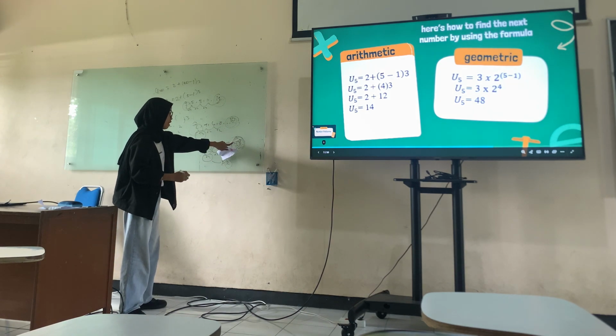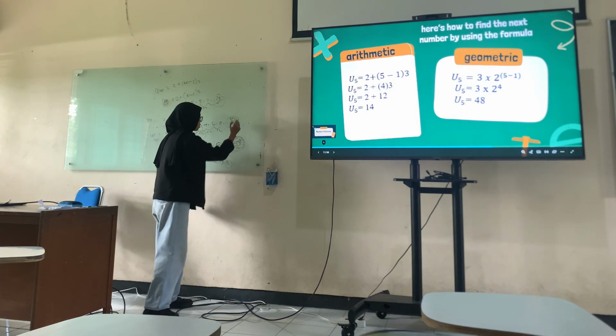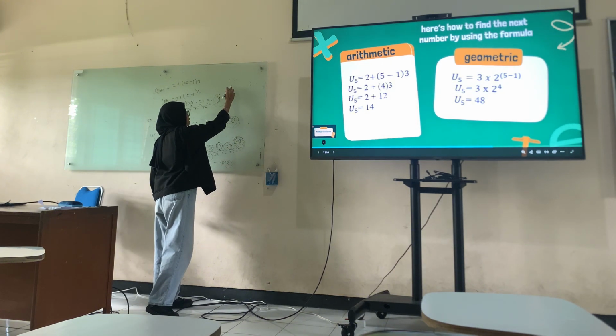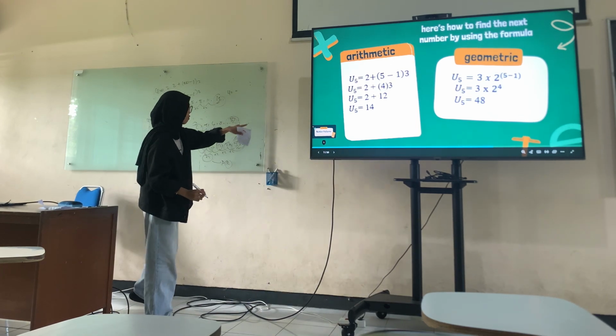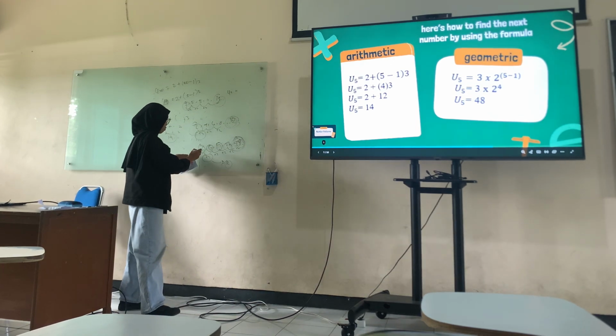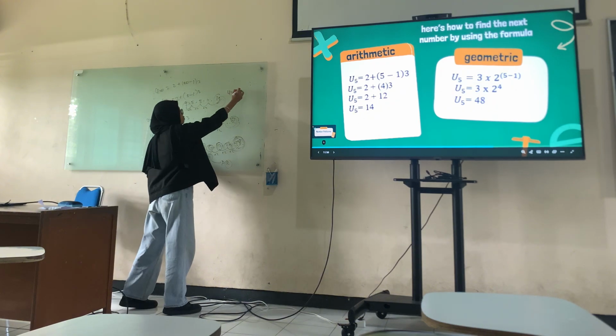Why U5 in the formula? Because you have to find the fifth term, right? You have to put U5 in here. This is the term that you want, U5, and then equal. The 3 is in that formula. It is the first number in the sequence. The first number of the sequence in here is 3, right? You have to put 3.